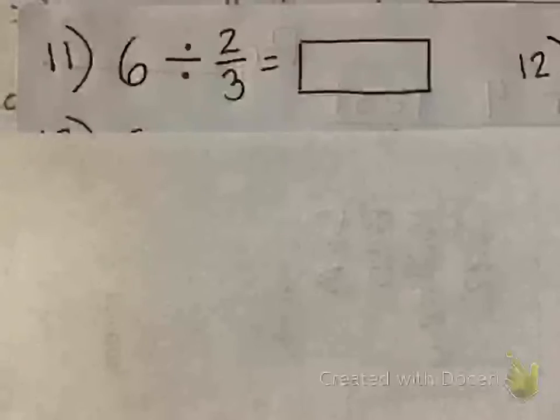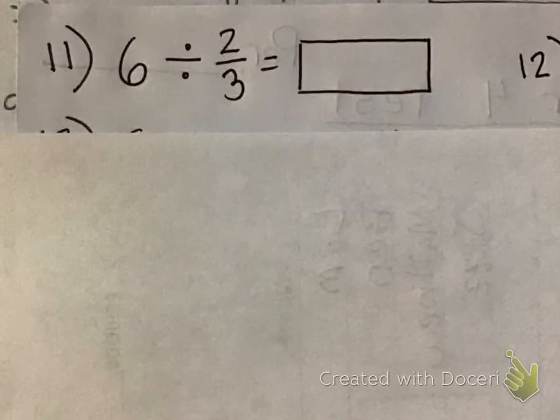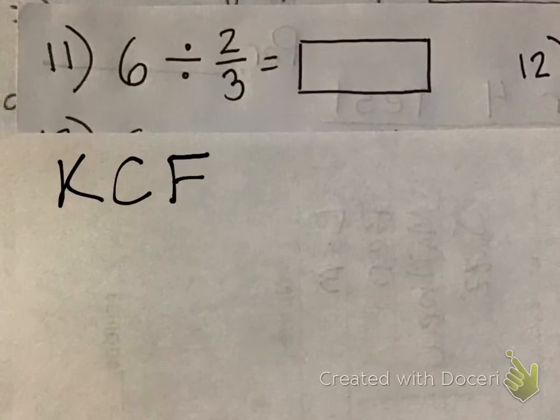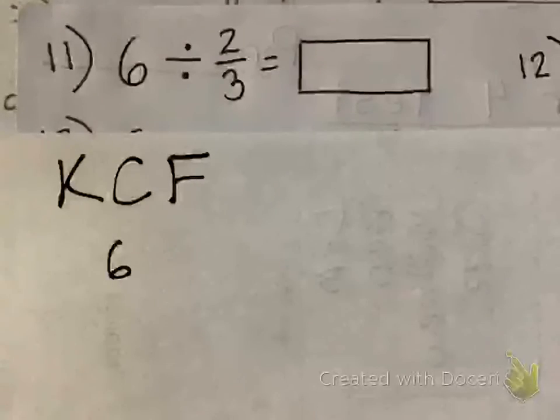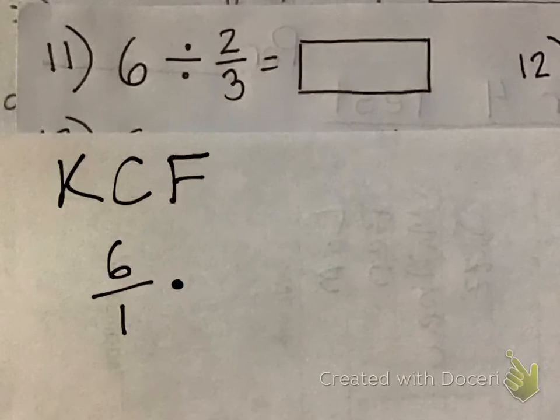We have 6 2/3. What do we need to do when we're doing a division problem? Let's see, I wanna call on somebody new. Elsie. You keep the first number. Exactly, we find the reciprocal. Keep, change, flip. So 6 is 6 over 1. Change becomes multiply, and the reciprocal is the flip, 3 over 2.